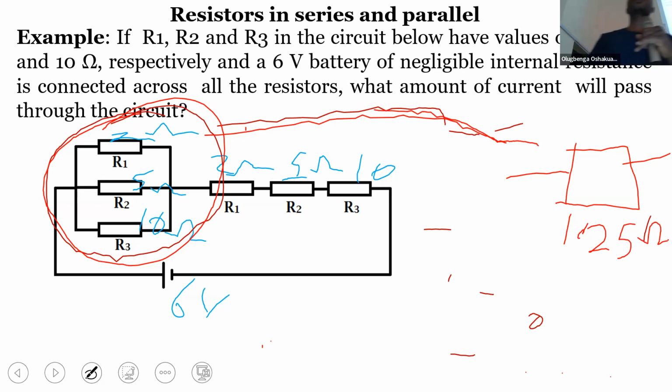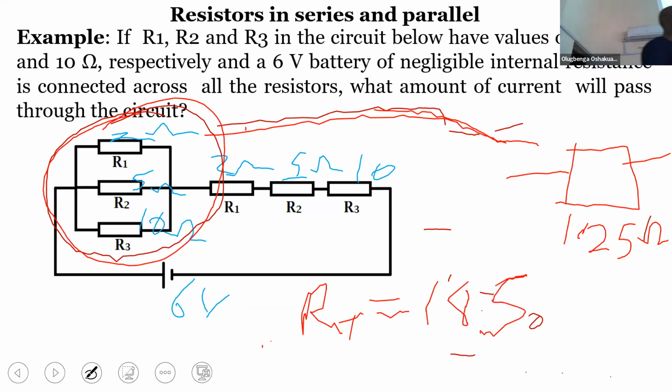So what is the total resistance? It should be just simple addition. 1.25 plus 2 plus 5 plus 10, and that should be something like 18.25, right? Is it 17 or 18? Okay. So the total resistance, R total, in the circuit is 18.25.